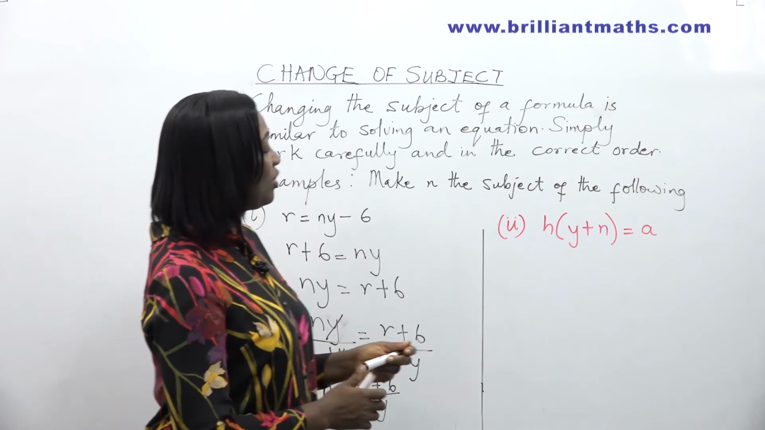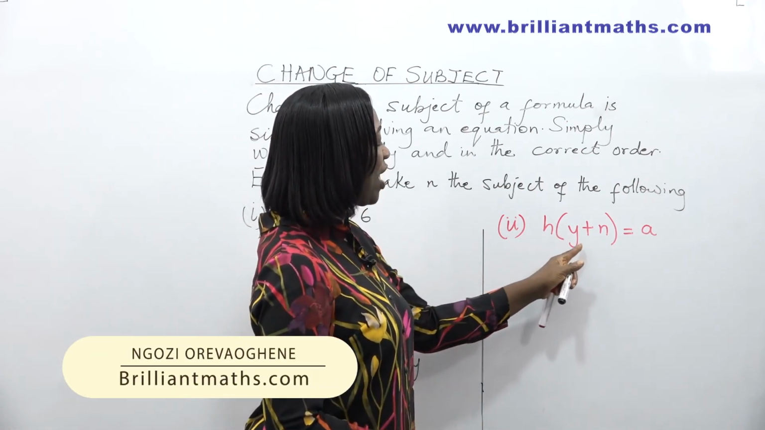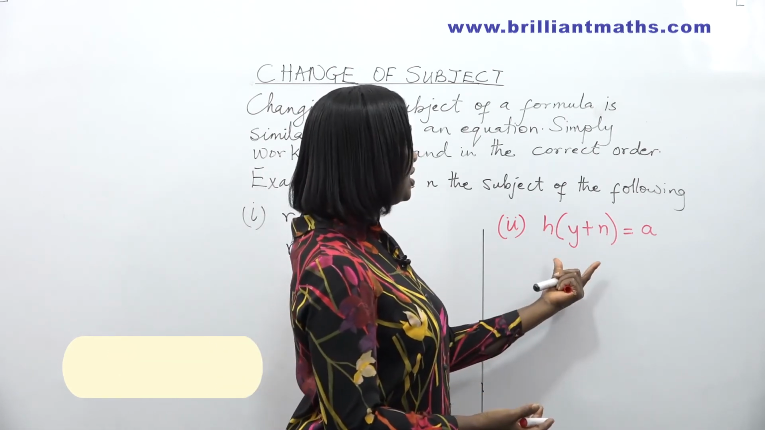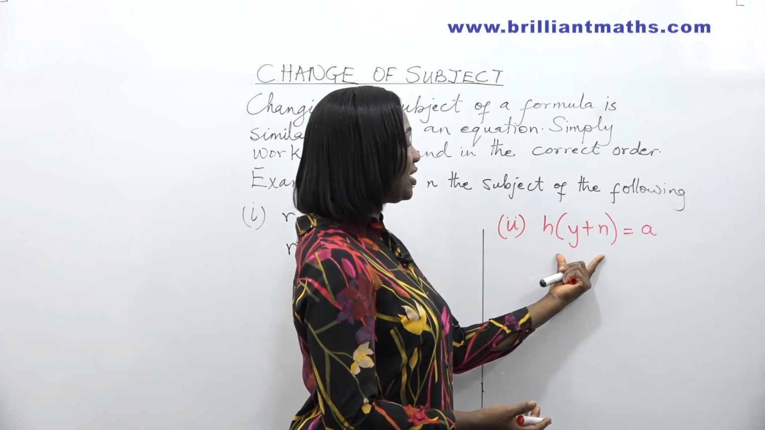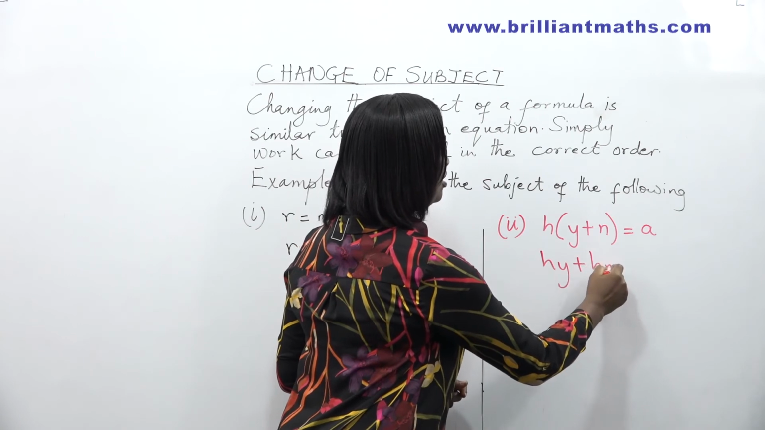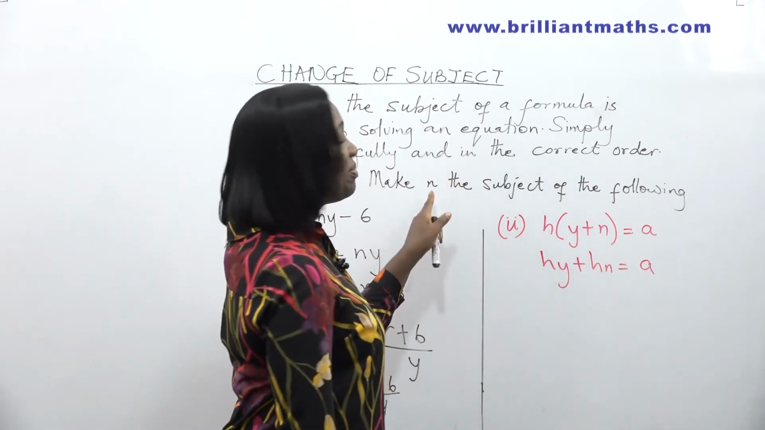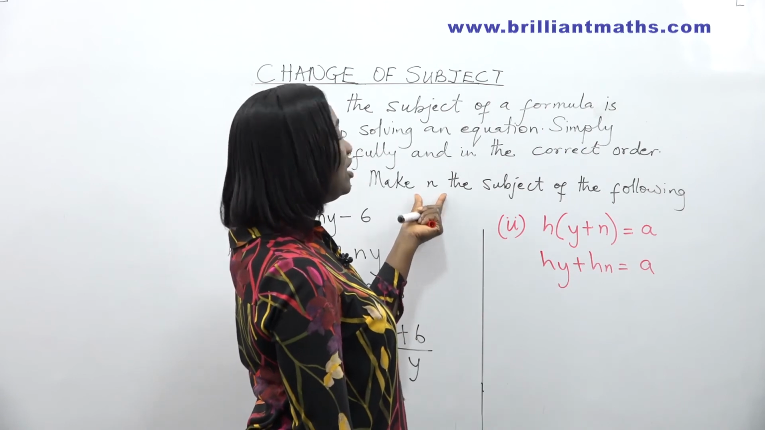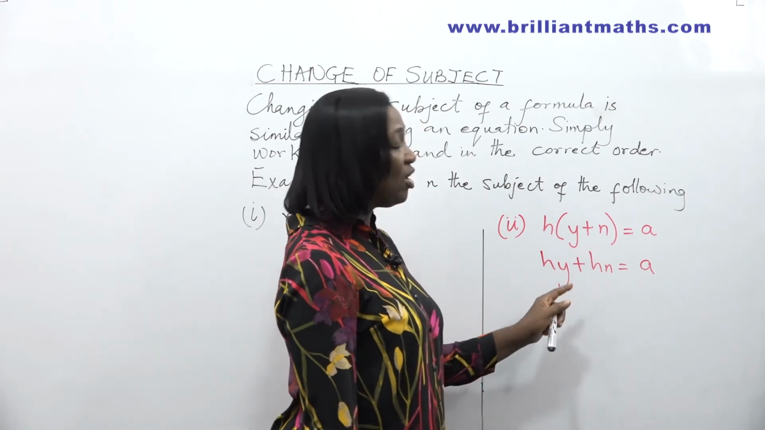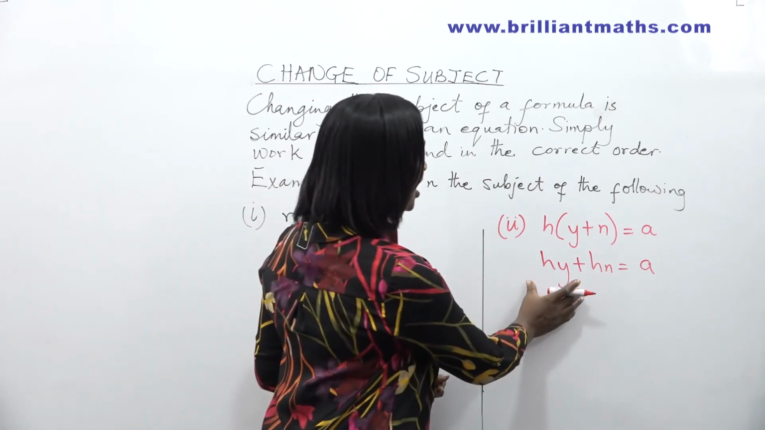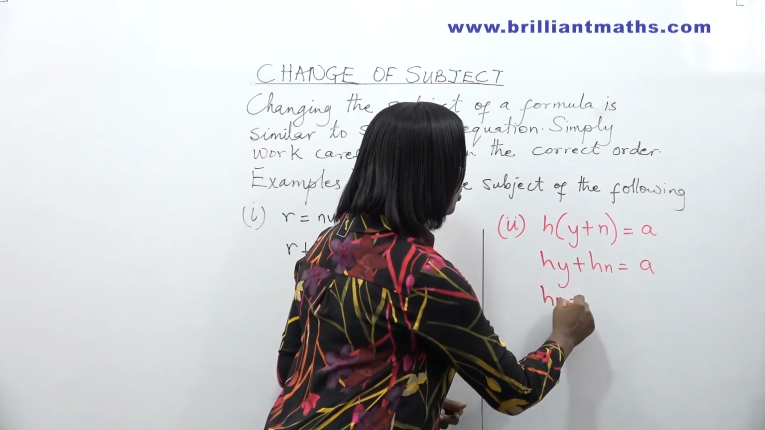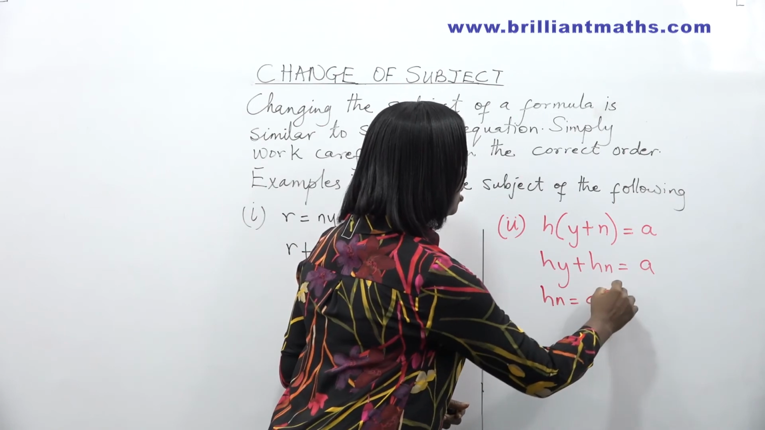In the next formula, we have h into y plus n is equal to a. Let's follow the same steps. In this, we need to expand. So we multiply. It becomes hy plus hn is equal to a. Remember, we're making n the subject, so we want n to stand alone on the left-hand side. And here we have positive hn on the left-hand side, so we'll leave it there and send the hy to the right-hand side of the equation. So we have hn is equal to a minus hy.